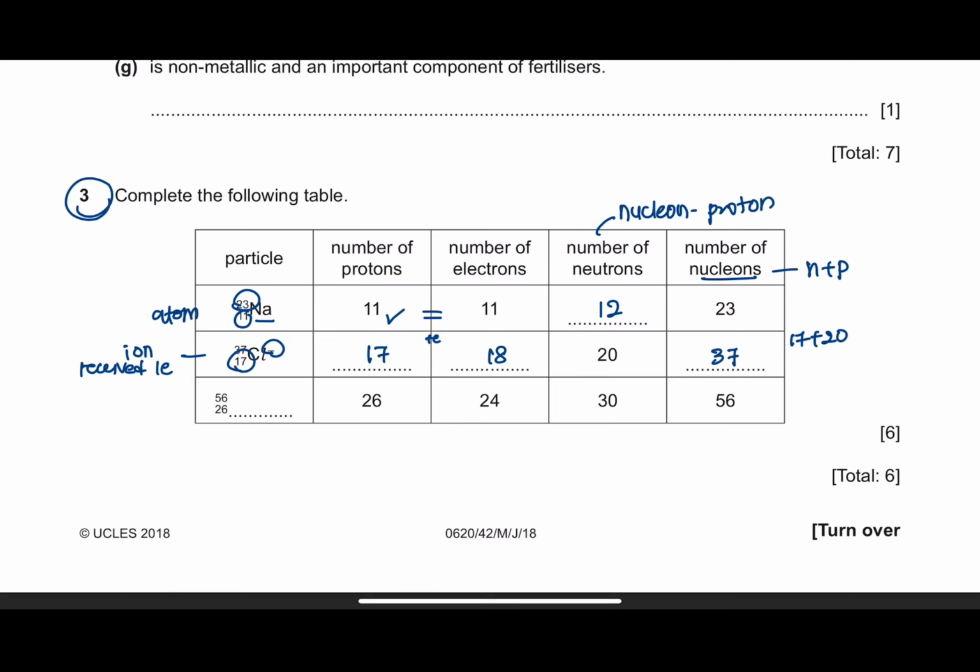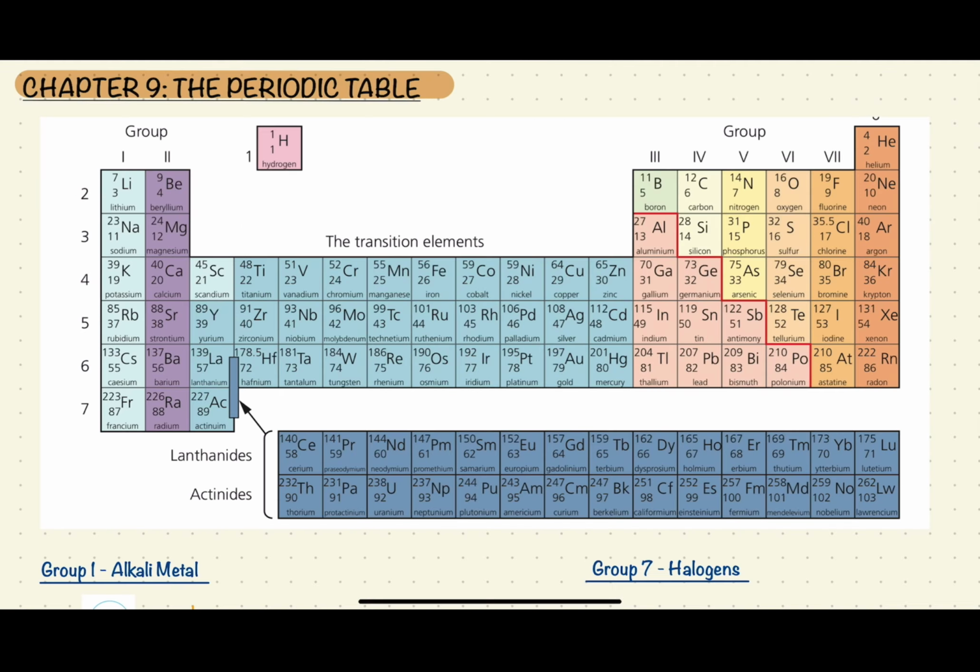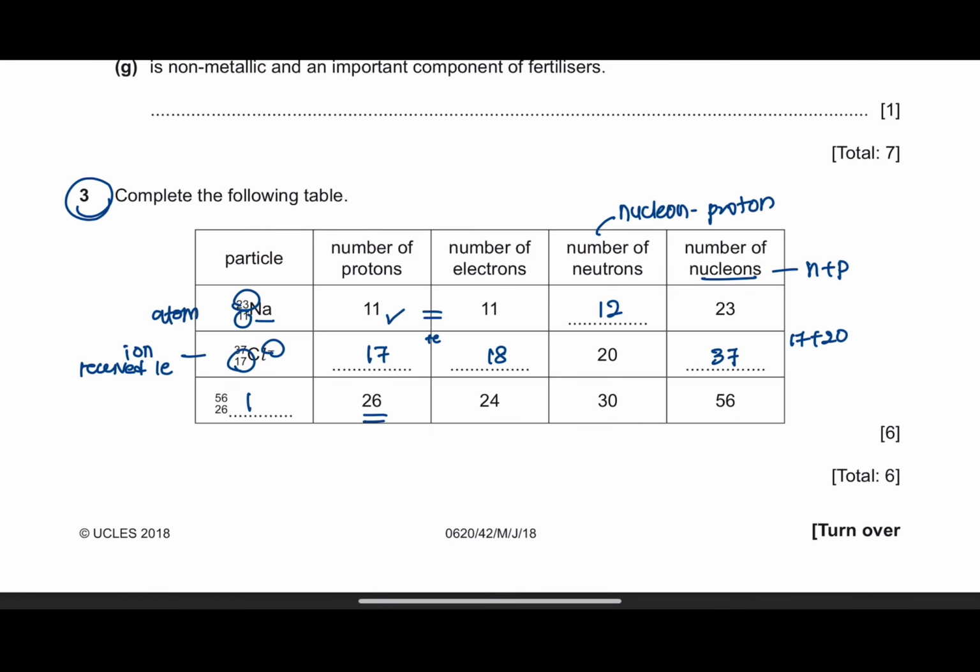And the final one is 26 proton number. So let's look at our periodic table. 26 proton number means this is an iron, so we should just write iron over here. However, the electron number is not the same as the proton number. It has reduced by 2 electrons. That means Fe has actually donated 2 electrons. So we are going to write 2 plus over here.